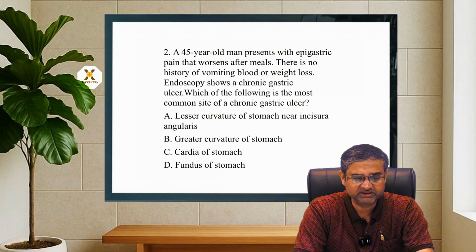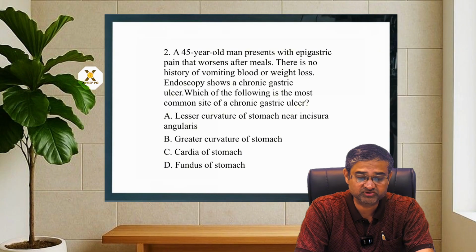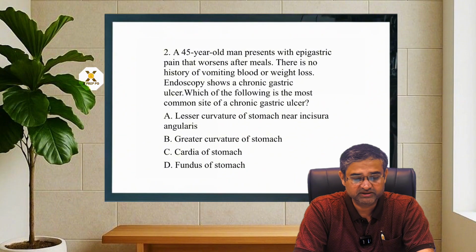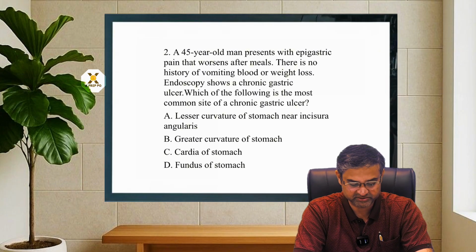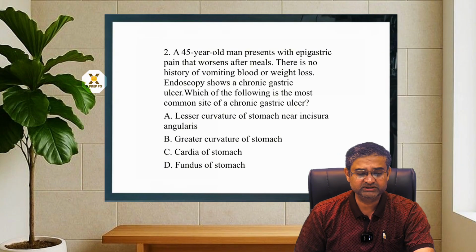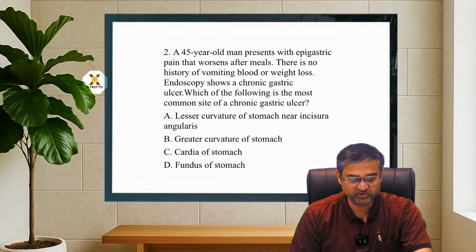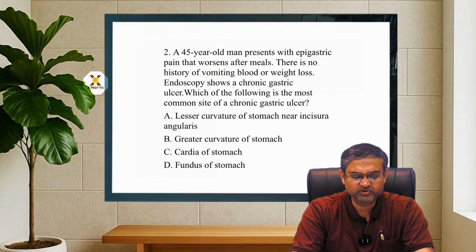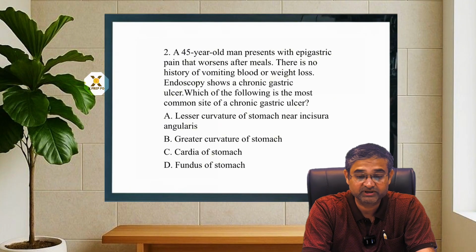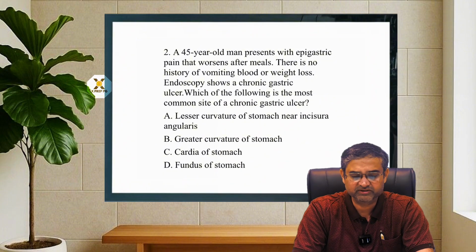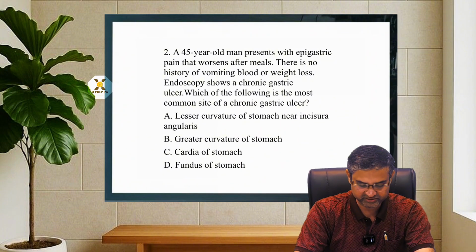The options are: A, lesser curvature of stomach near incisura angularis; B, greater curvature of stomach; C, cardia of stomach; and D, fundus of stomach. So if you see the options and if you know the anatomy, then you can answer this question very well. And the answer to this question is lesser curvature of stomach near incisura angularis.